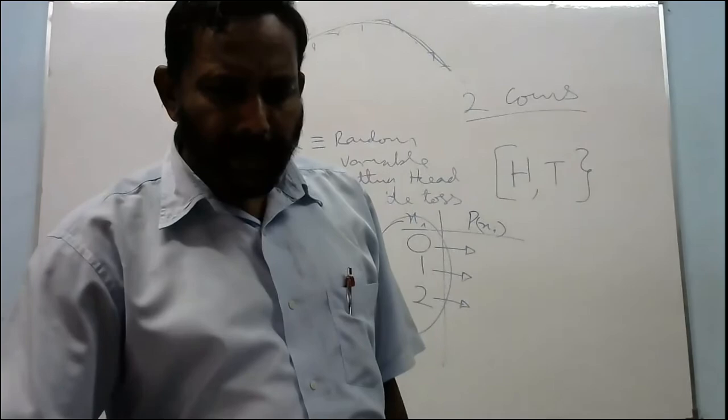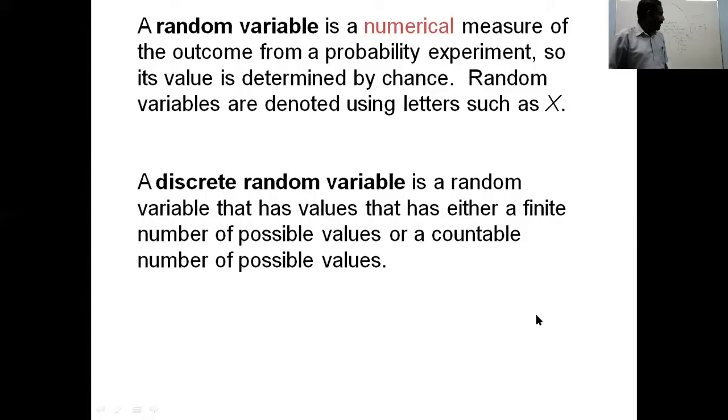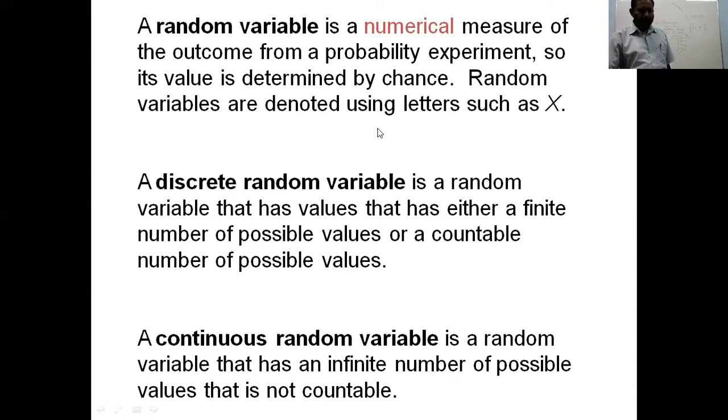So a discrete random variable is nothing else than the random variable we have defined, which takes only discrete values. Right? So you can read the definition. It has a finite number of possible values, or a countable number of possible values. As we said in our example, zero is possible, one is possible, or two is possible.